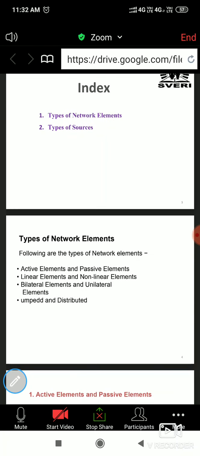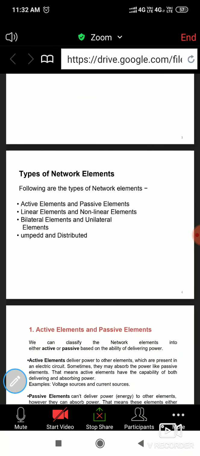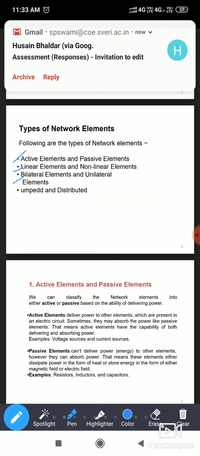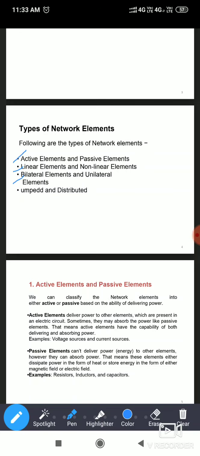So types of network elements. There are four types of network elements. What are the four types? It is given here: active elements and passive elements. Second one is linear elements and non-linear elements. Third one is bilateral elements and unilateral elements. And last one, that is lumped. Actually, the spelling mistake was there.